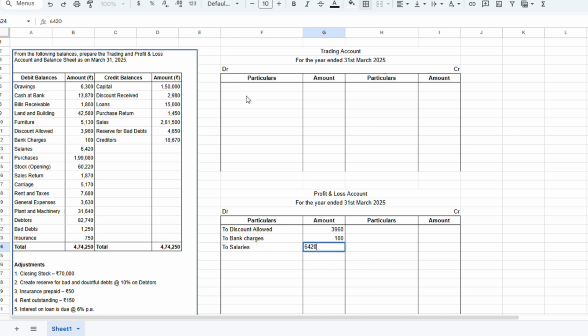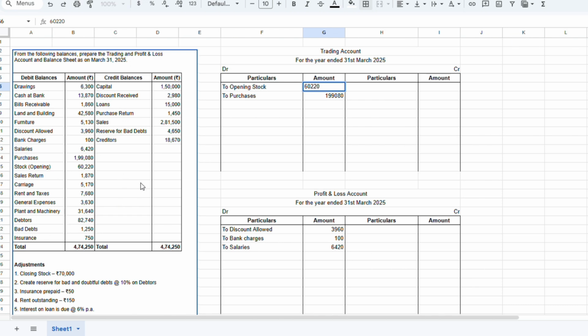Next, purchases. Purchases 1,99,080 is directly related to the direct expenses. So, trading account, debit side, purchases. But before that, we will record opening stock. So, to opening stock. Next, to purchases. How much? 1,99,080. Next, we have stock, that is opening stock, on the trading account, debit side, 60,220.